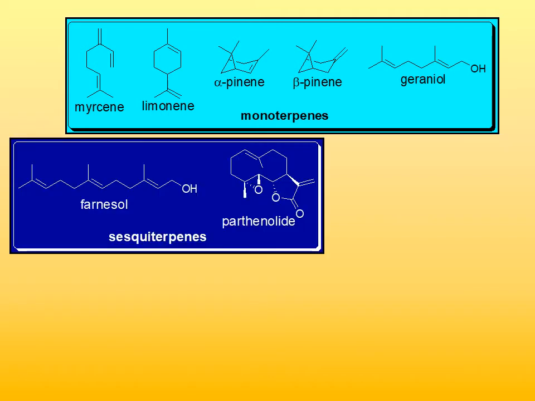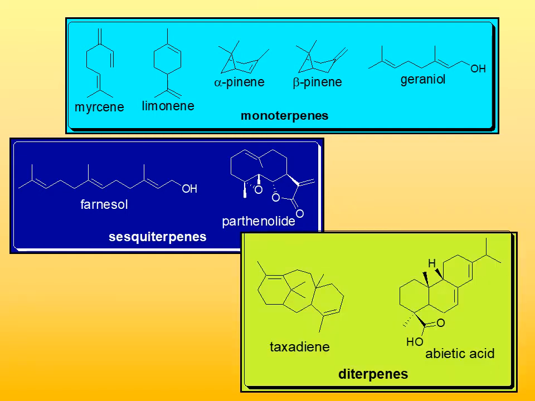Now we can see some examples of sesquiterpenes, farnesol, another important fragrance compound, and then parthenolide. I believe that one is a protective chemical. And a couple of examples of diterpenes, again protective chemicals, taxadiene and abietic acid.